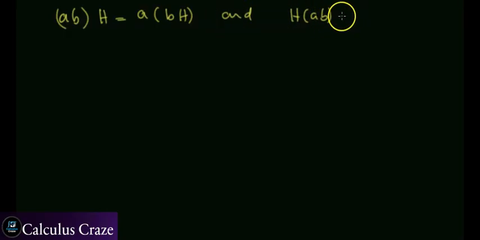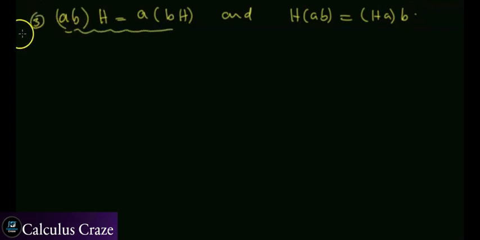Let's do the third property. You say that the coset of AB multiplied with H, AB coset H, is the same as A times BH, and also H with AB equals HA with B. Now why is this fine? So it's the third property.